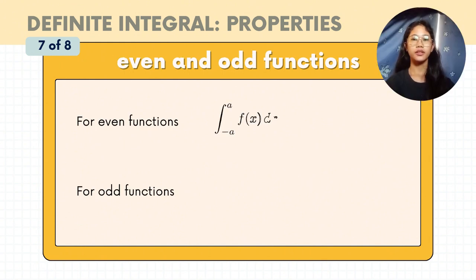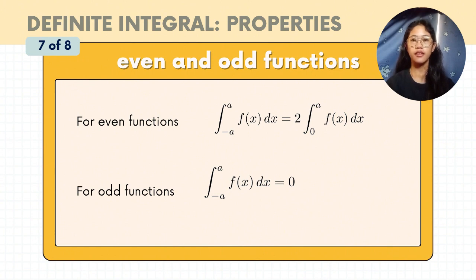Along with those basic properties mentioned, we have one for even and odd functions, which states that for functions that are symmetrical or even, the integral over an interval centered at 0 can be simplified as 2 times the definite integral of f of x from 0 to a. Meanwhile, for functions that are not symmetrical, or odd, the integral over this interval is 0.